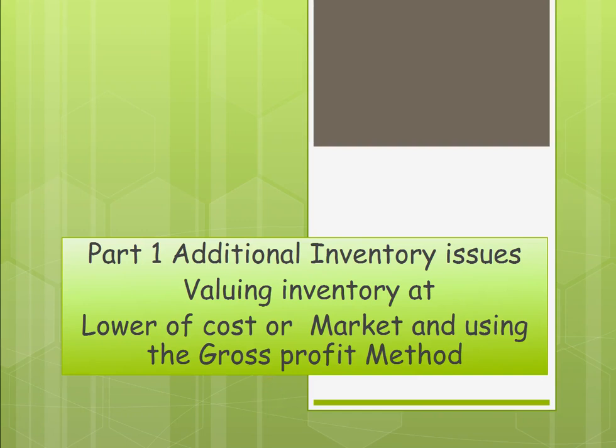This is part one of a three-part presentation covering additional inventory issues. The first we will cover is using the lower of cost or market and also using the gross profit method. So I'll explain the theory and then go over a few problems to show you how it's done.